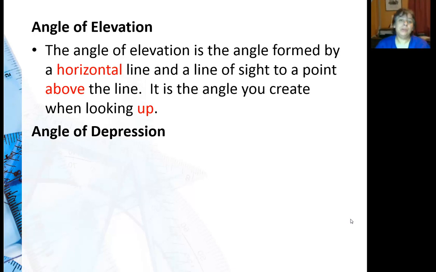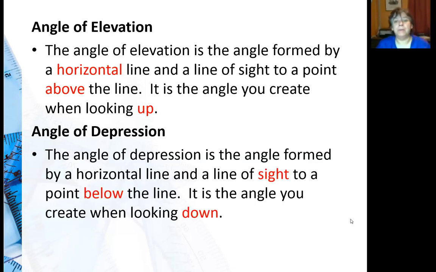The angle of depression is from the other vantage point, so you're looking down. So you have the horizontal line, instead of going up, you're going down. So your horizontal line's on top, and it's this angle between the horizontal and the line of sight. And the angle of depression is always at the top of the picture because the person who's looking down is at the top of the picture.